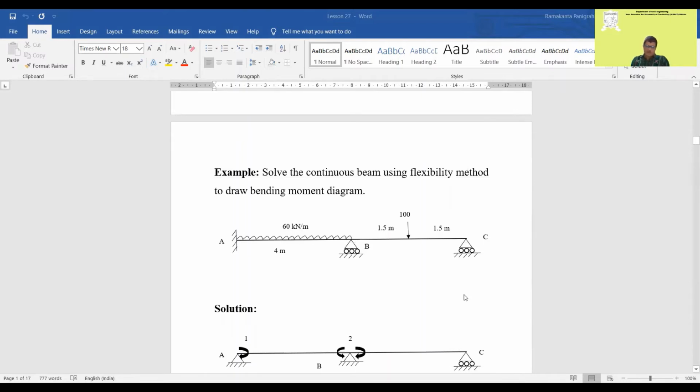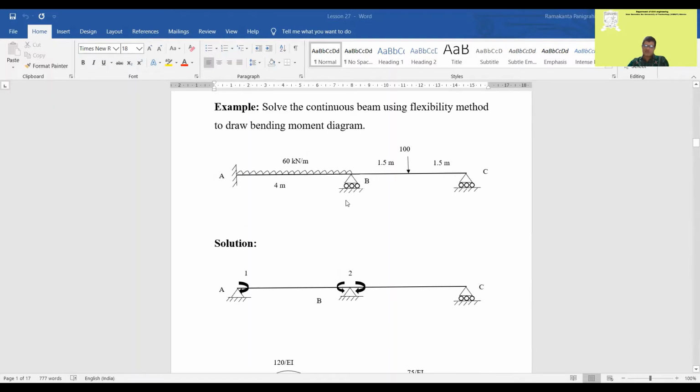So let us discuss this problem. Solve the continuous beam using the flexibility method and draw the bending moment diagram. Here, there is a 60 kilonewton per meter load acting on span AB, and in BC at the center there is a 100 kilonewton load. B and C are simply supported.